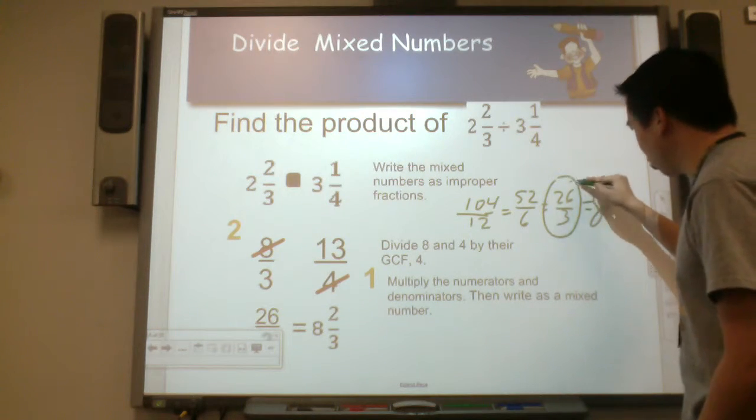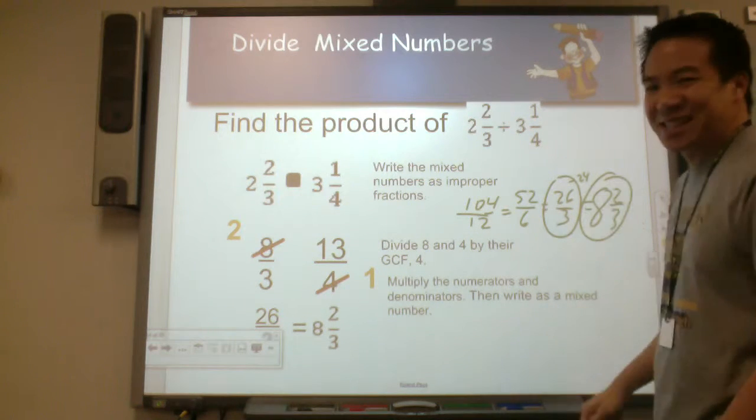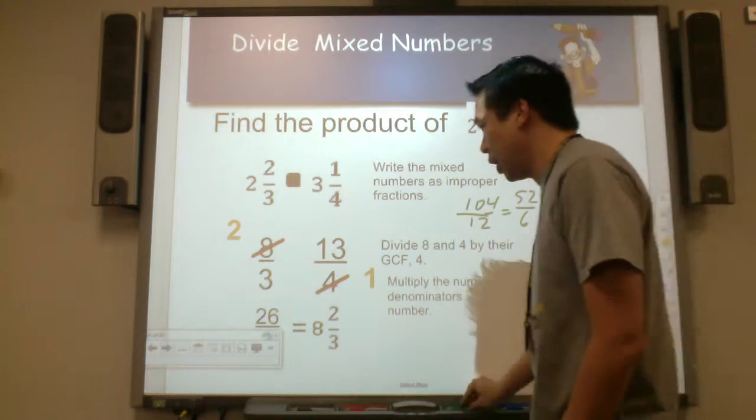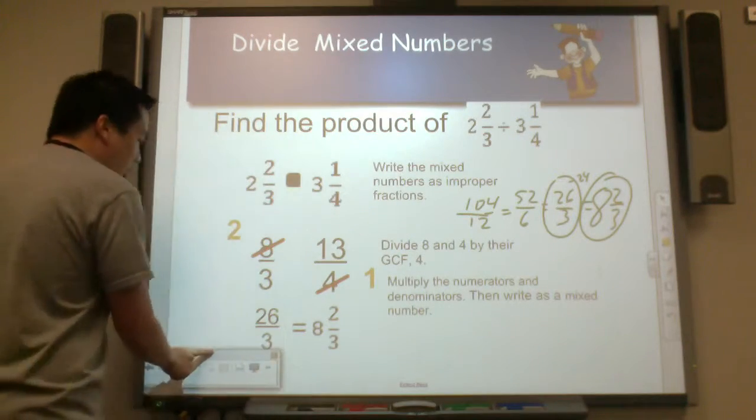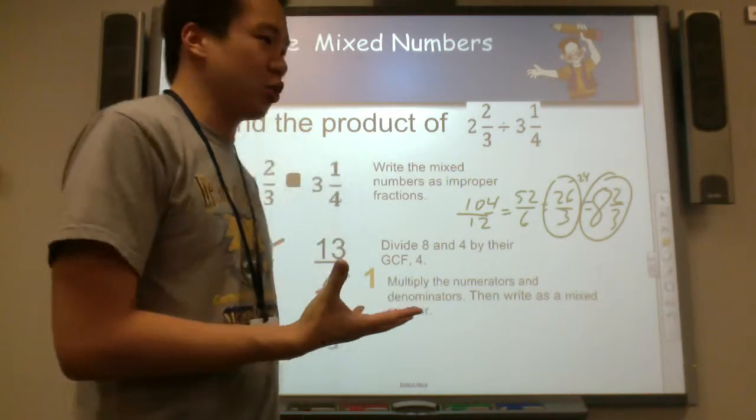8 times 3 is 24. What do you have left over? 2 thirds. 8 and 2 thirds is equivalent to 26 thirds. Some kids prefer something called cross simplification. Again, this is only optional. Not everybody prefers this way.